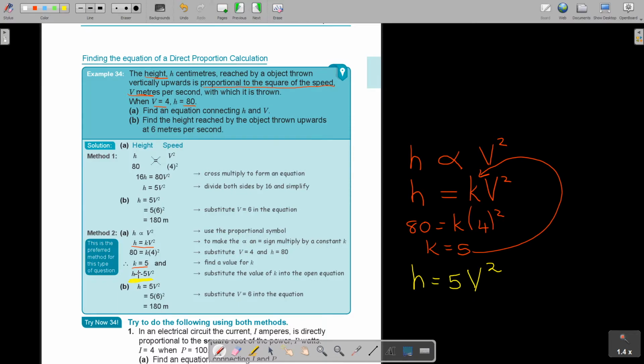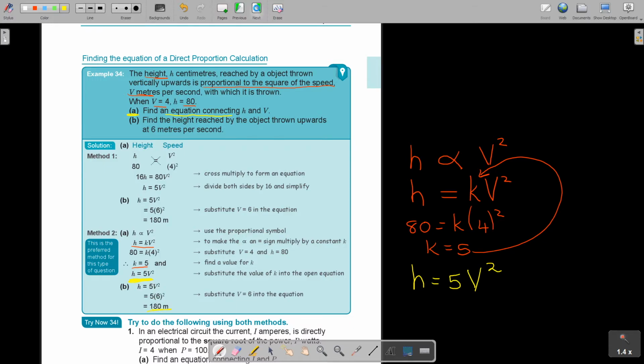And now I can start working with it. Sometimes they will break it up and first say find the equation. Sometimes not, and then I will just move to the second part. Then find the height reached by the object thrown upwards at 6 meters per second. Now I will just substitute the 6 in the place of v and I will get my answer.